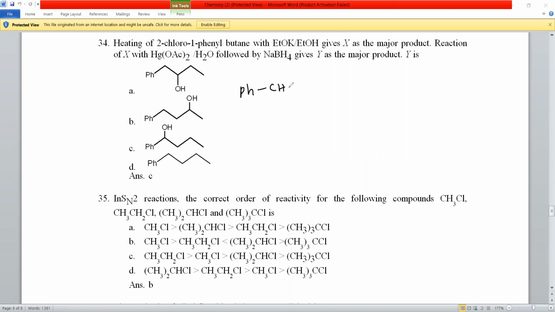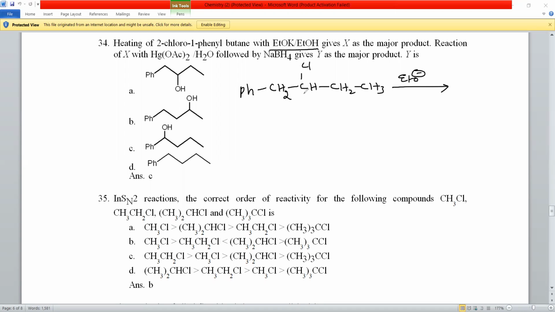2-chloro-1-phenylbutane. This is the thing, right, students? 2-chloro-1-phenylbutane treated with sodium ethoxide in the presence of ethanol. So nothing but elimination in presence of alcoholic base. Beta elimination is taking place here.